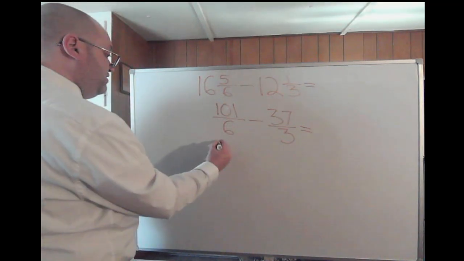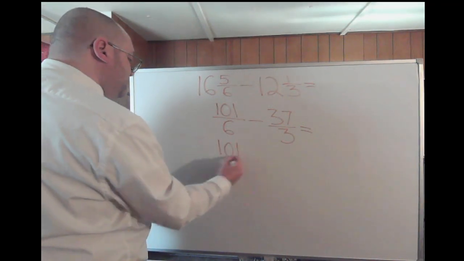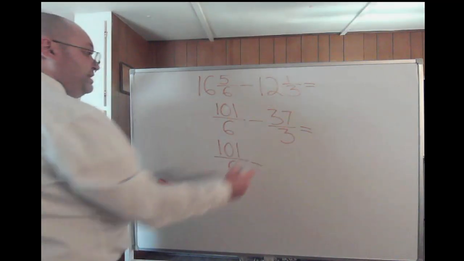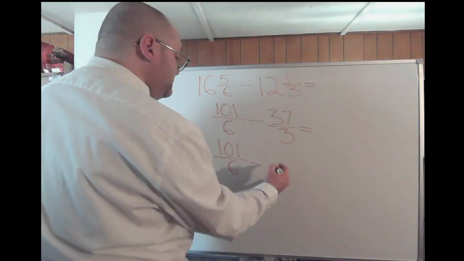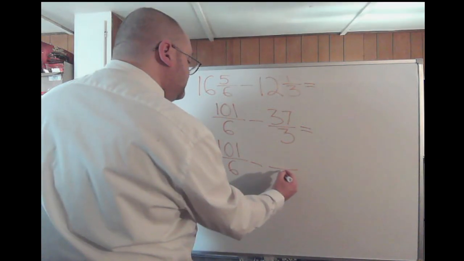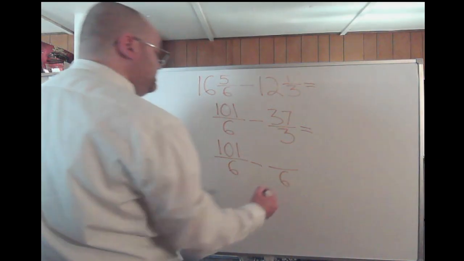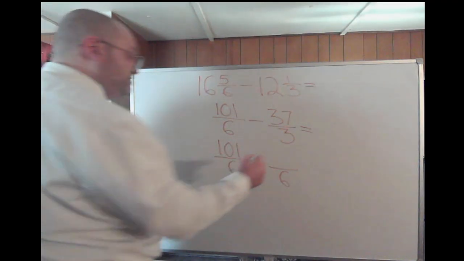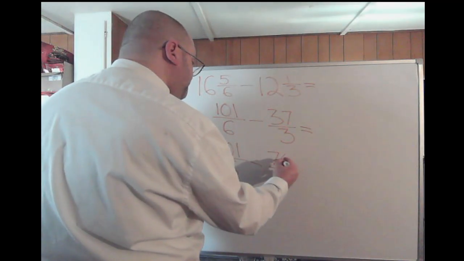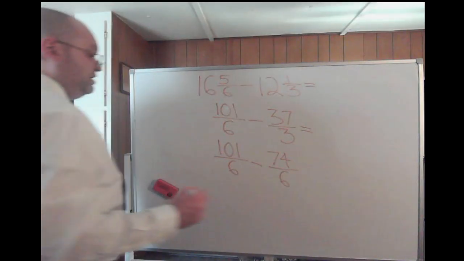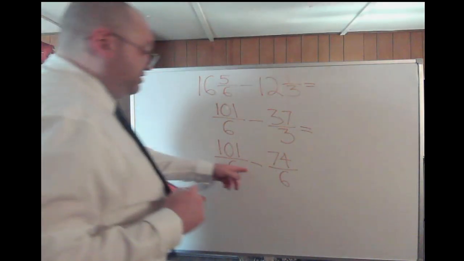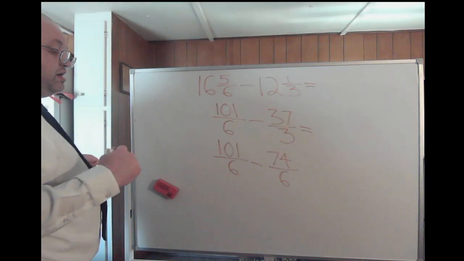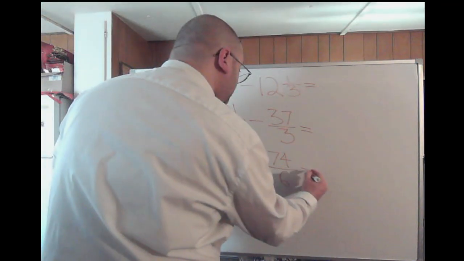So we can leave that 101/6 alone because it already is the denominator we want, but we need to convert that denominator of 3 in the second fraction to a 6. You do that by multiplying by 2. You'll get 6, which means you got to multiply the numerator by 2. 37 times 2 is 74. So now you have the same denominator of 6. You have 101 minus 74. Well, that's just going to be 27.